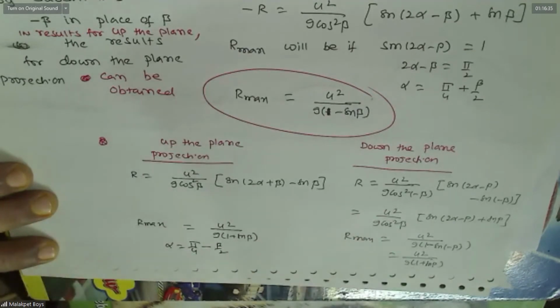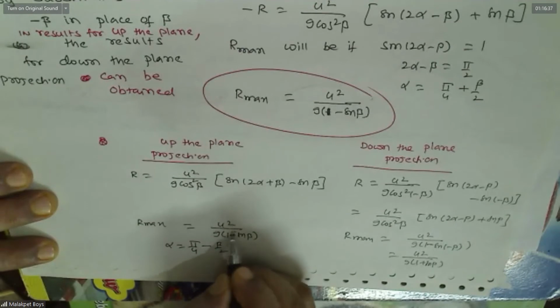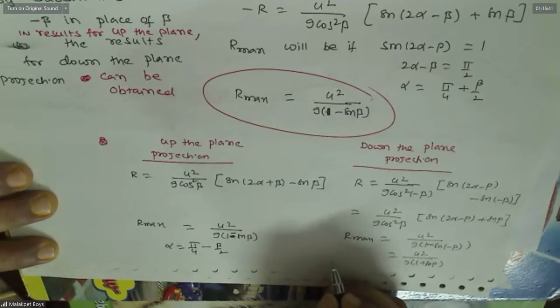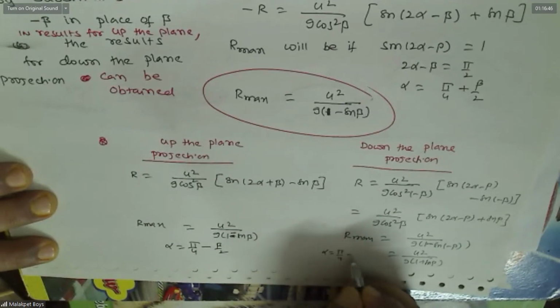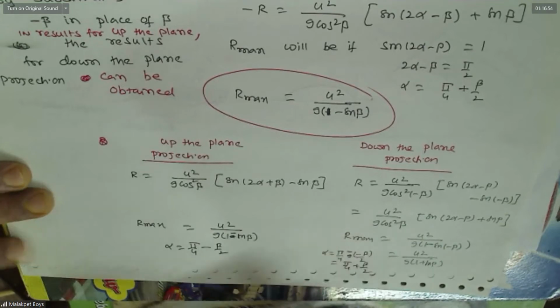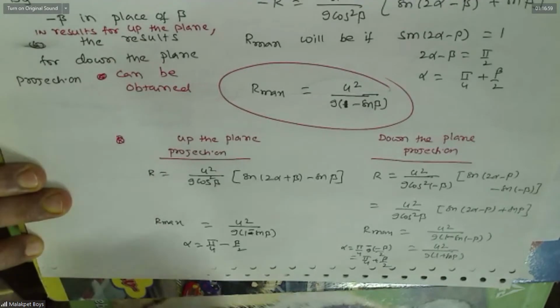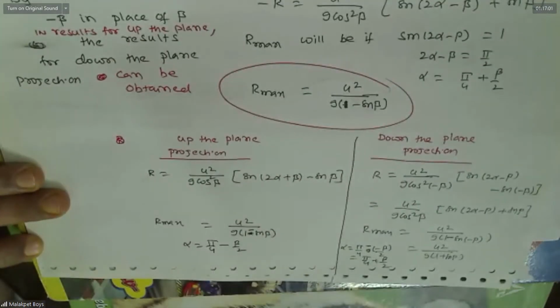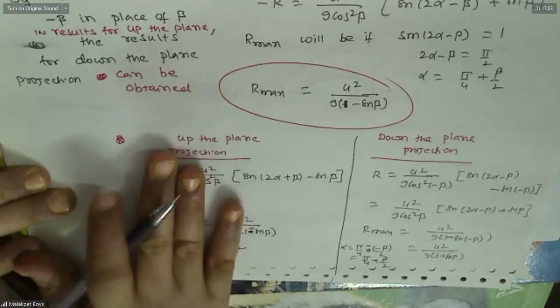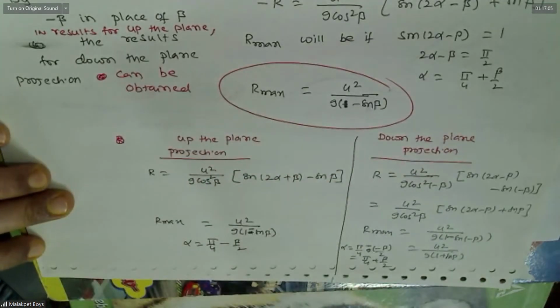For down the plane projection, R max is yes. Okay. And for this, what you will get here? Pi by 4 plus beta by 2. That is what I wrote here. Understood this? Instead of deriving, if you know this, you can get that. Understood this or not?